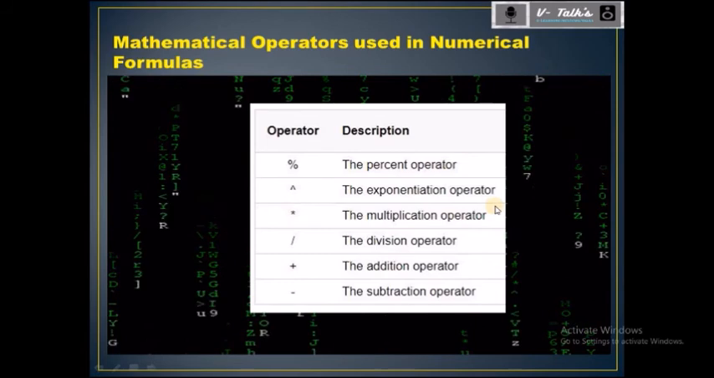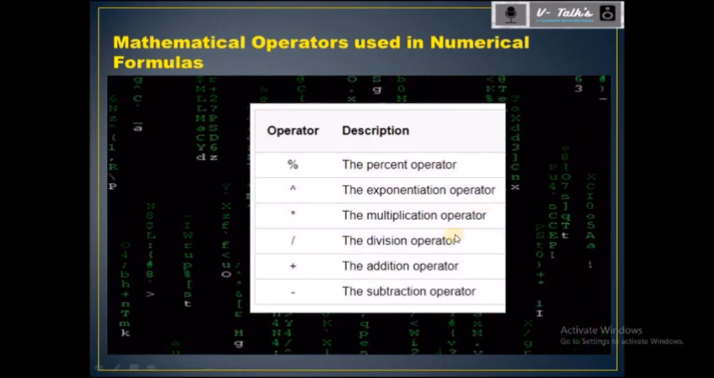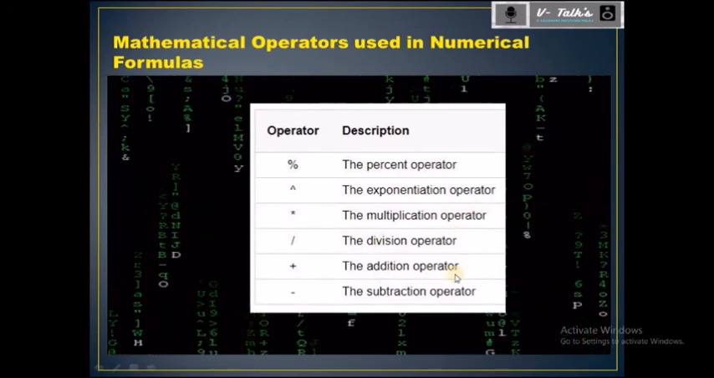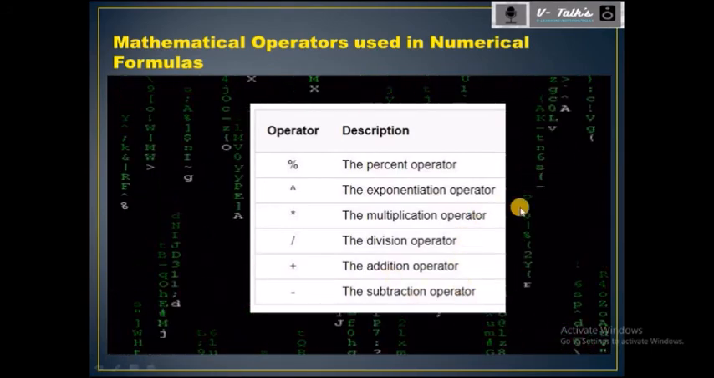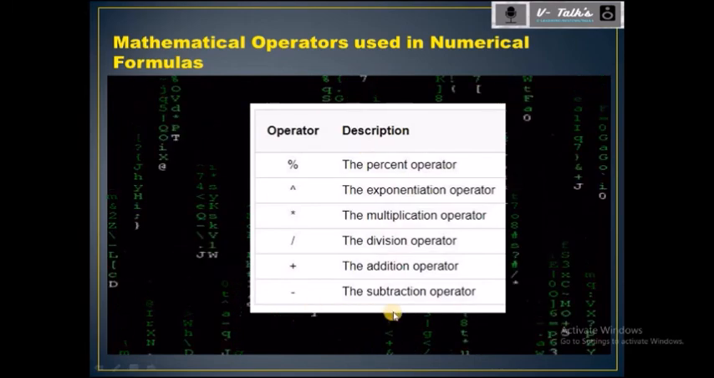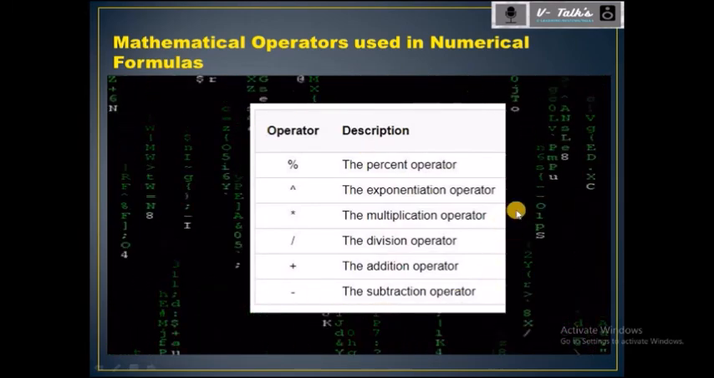And star is the multiplication operator, slash is the division operator, plus is the addition operator, minus is the subtraction operator. Okay, so these are the operators you can use in a mathematical formula.